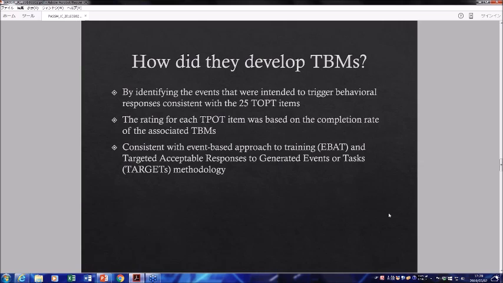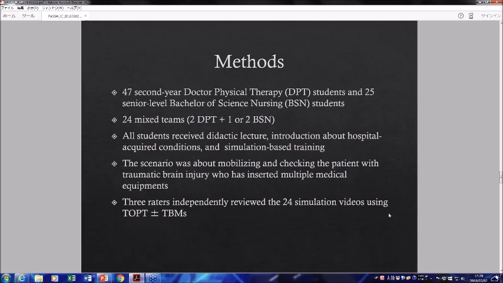So this is how they developed TBMs. Let's move on to the next slide. This is the method of this research. The participants are 47 second-year doctor of physical therapy students and 25 senior-level Bachelor of Science nursing students. They were divided into 24 mixed teams. Each team has 2 DPT students and 1 or 2 BSN students.